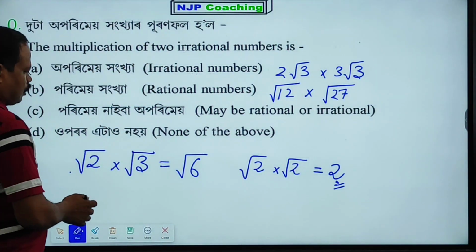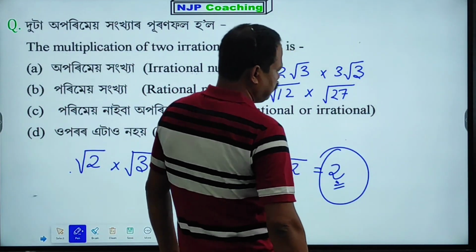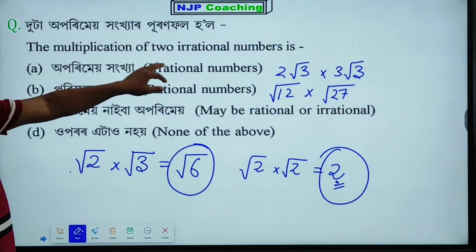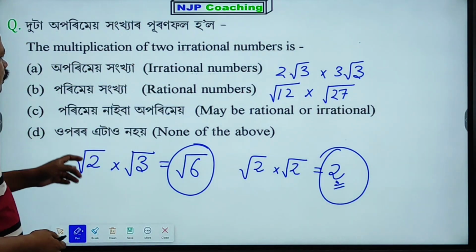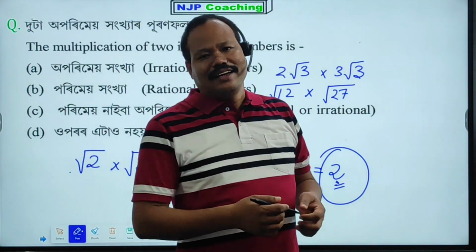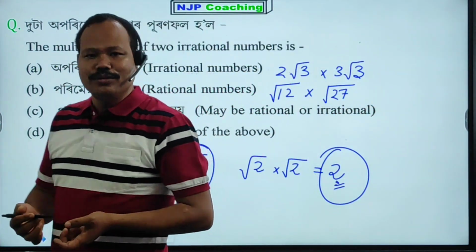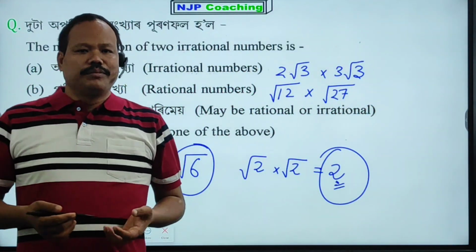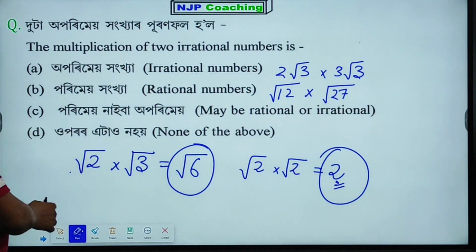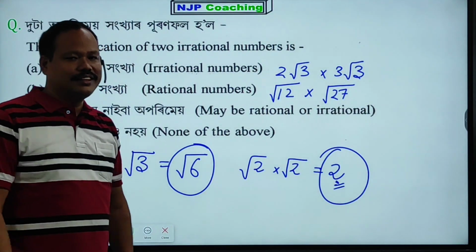So sometimes we will get irrational and sometimes we will get rational. So which one is correct? The multiplication of two irrational numbers is irrational, not correct, not always true. Then the multiplication of irrational numbers and rational numbers, not always true. Option C may be rational or irrational. So this is the right answer. Option C is correct.